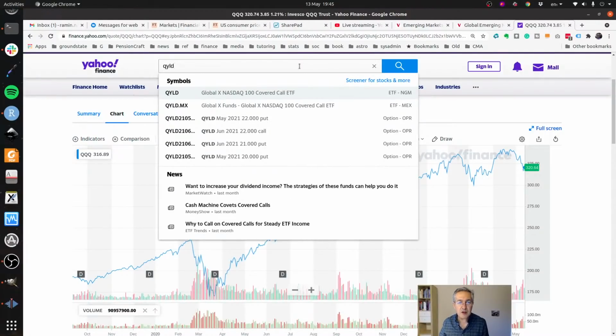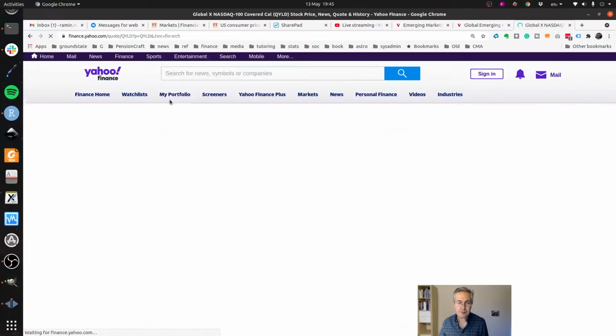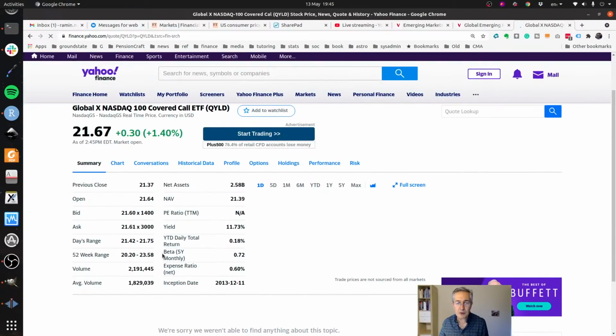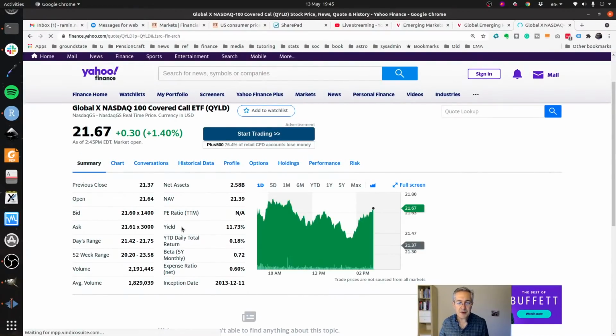So let's have a look at QILD, which is a nice example of a covered call fund. And let's have a look at the yield. So remember, the yield on the previous one was tiny, but the yield on this is almost 12%. So you've got exposure to the NASDAQ, but you've sold some of the upside. If that sounds too good to be true, what's the downside?